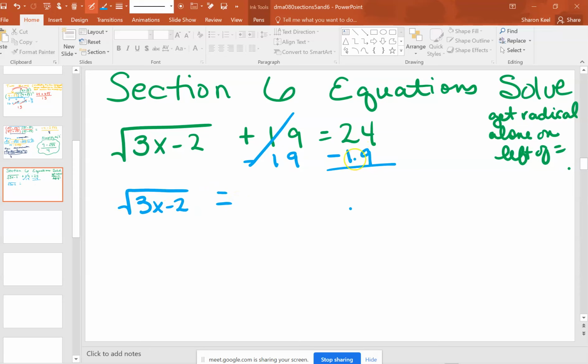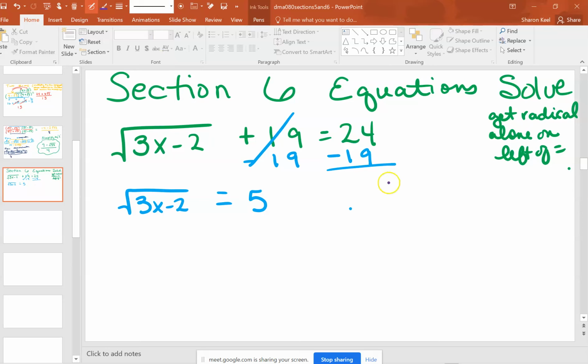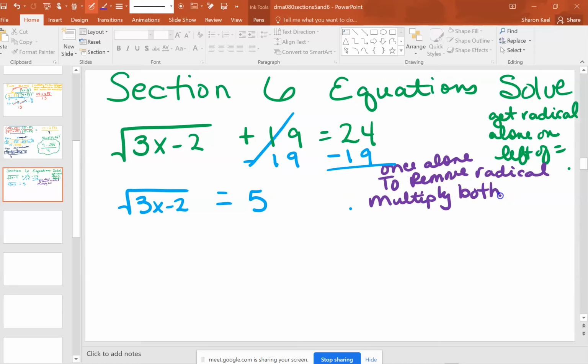We're going to take a break for a second and just stop and look at this. What we want to do here is to remove the radical. Once the radical is alone, to remove it, you are going to multiply both sides by the index.